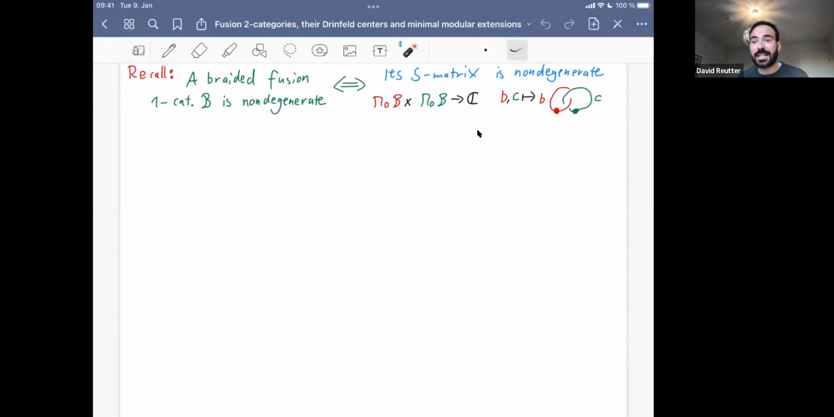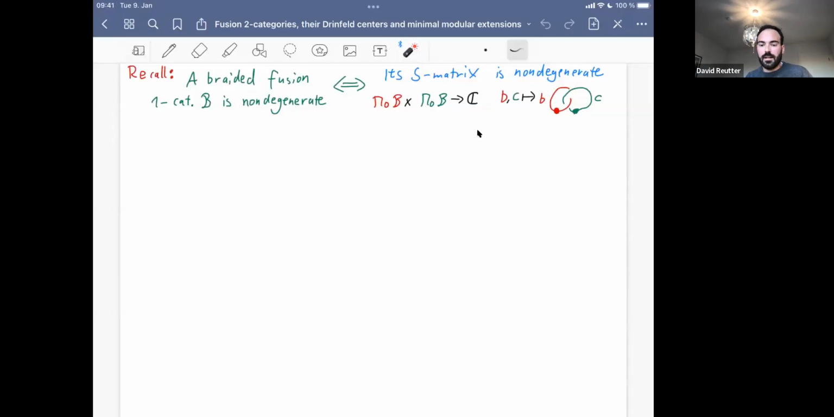So you could ask, is there something analogous happening one dimension higher? Let me recall another way to think about these non-degenerate categories, these modular tensor categories: a braided fusion one category is non-degenerate if and only if a certain S matrix you can build is non-degenerate. If it is ribbon, the way to build the S matrix is that you look at the Hopf link of two circles, you label them with simple objects, and you ask this to be a non-degenerate matrix. That's the standard, physics-motivated way to define what it means to be a modular tensor category.